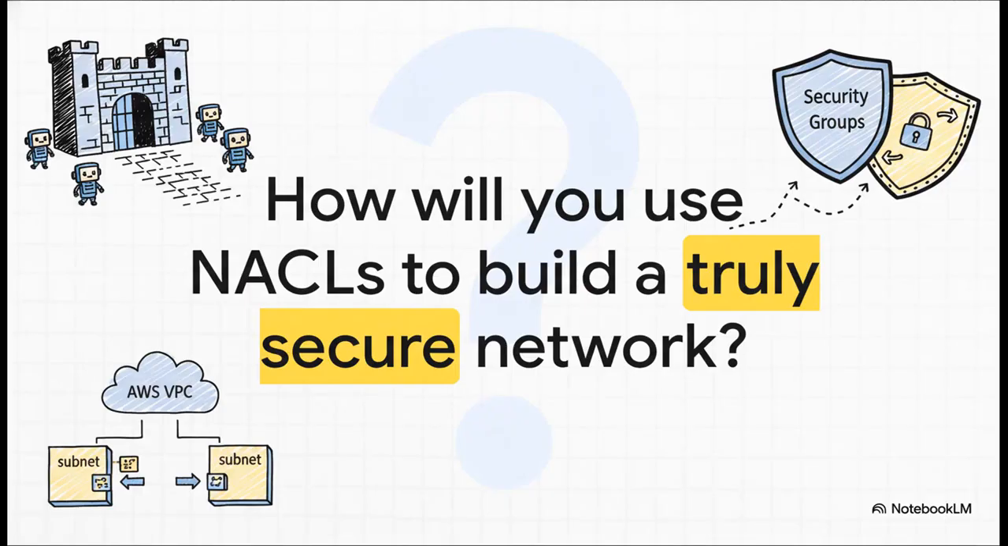So what's the big takeaway here? NACLs are your powerful but very, very literal-minded gatekeepers for your subnets. They don't replace security groups, they work with them to create defense in depth. And understanding their stateless nature isn't just a trick to pass an exam, it's fundamental to building a network that's both secure and works the way you expect it to. So the real question is, how will you use them now to build a more secure network?